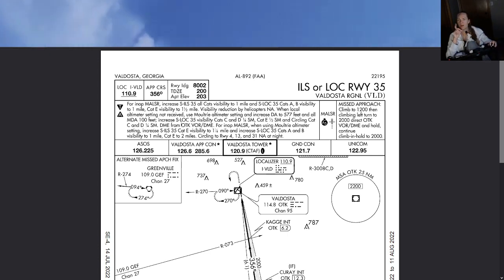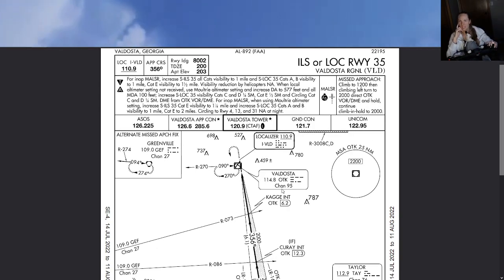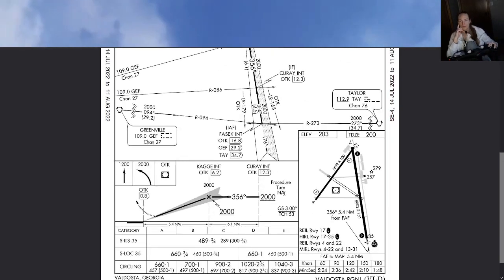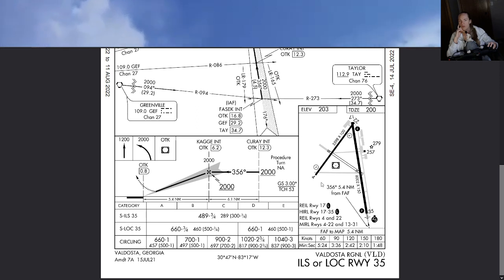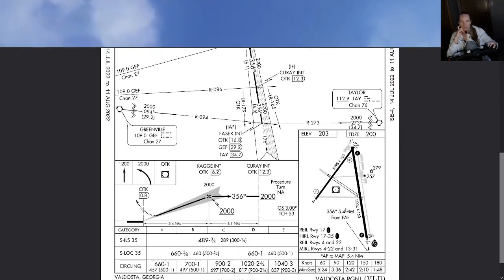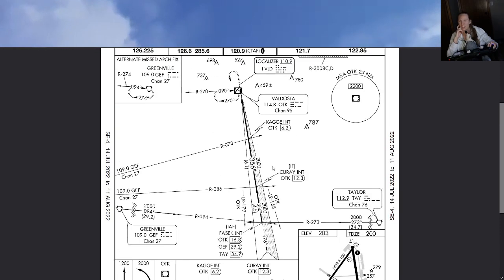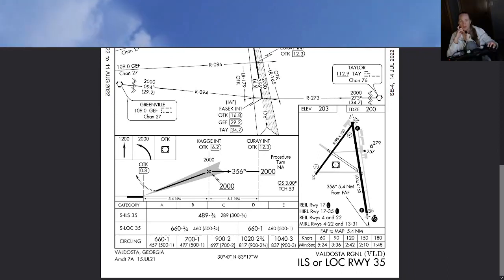DME from the OTK, VOR DME. So we'll get that from here, but we'll have it in the box. For inop MALSR, irrelevant. Circling to runway 4, 13 and 31 not authorized at night. So circling to 4, 13 and 31. Hang on. Was this the closed one? The 31 and 13? No, hang on. That's 4. Hang on. 13 and 31. So this would be 13/31 and it is closed anyway. So no circling to there or there or there. So we could circle to there or there, but we're going to plan to do missed approach anyway.